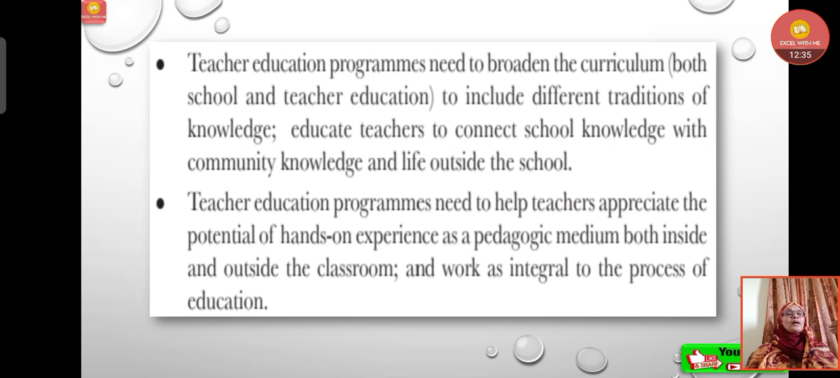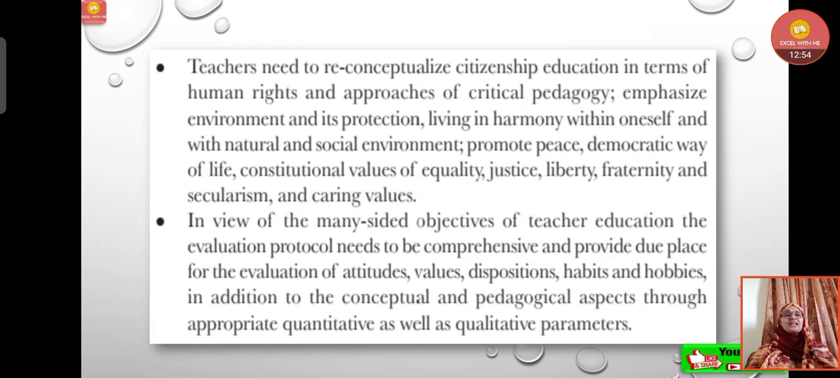Next, teacher education programs need not be a burden here. Curriculum should not be burdened. That should connect the school knowledge with community knowledge and life outside the school. And another one, teacher education programs need to help teachers appreciate the potential of hands-on experience as a pedagogic medium, both inside and outside the college or schools. Then teachers need to reconceptualize citizenship education. Already we have learnt in the previous unit how important is human rights education, child rights education, how this teacher education curriculum, why to incorporate all that we have learned.